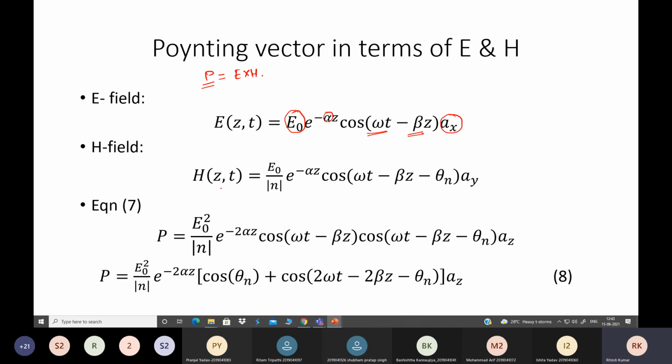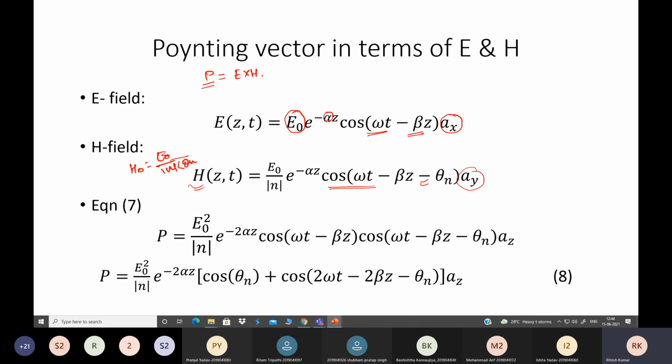Now the H field, how can we represent it? You know that H naught should be equal to E naught divided by the magnitude of intrinsic impedance and some angle theta n. Now here H(z,t) is E naught divided by this term, and theta n, when it comes to the denominator, will appear with a negative sign in the phase of this cos function. So cos(omega t minus beta z minus theta n) a_y. a_y is the direction of magnetic field.